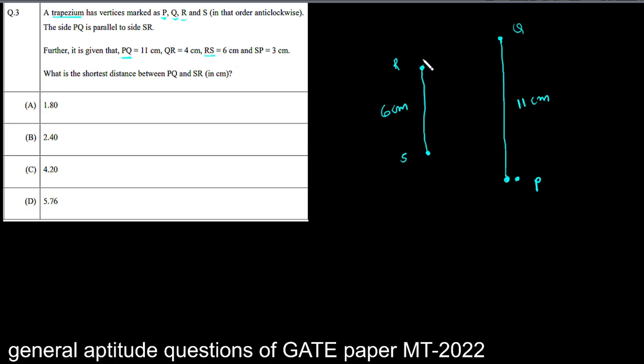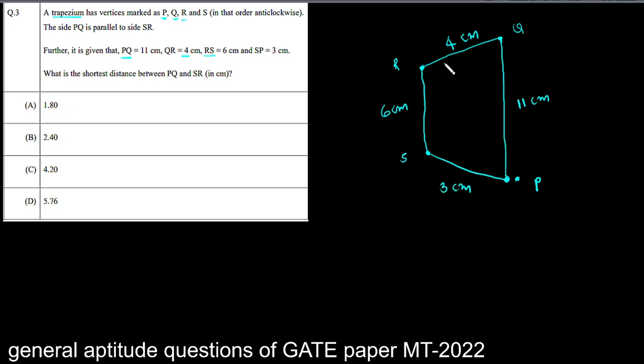Now let's connect R and Q to make the third side of this trapezium. In the same way we can also connect S and P to complete our trapezium. The dimension of RQ is given as 4 centimeter, so we can see here it is 4 centimeter. And the dimension of SP is given as 3 centimeter.